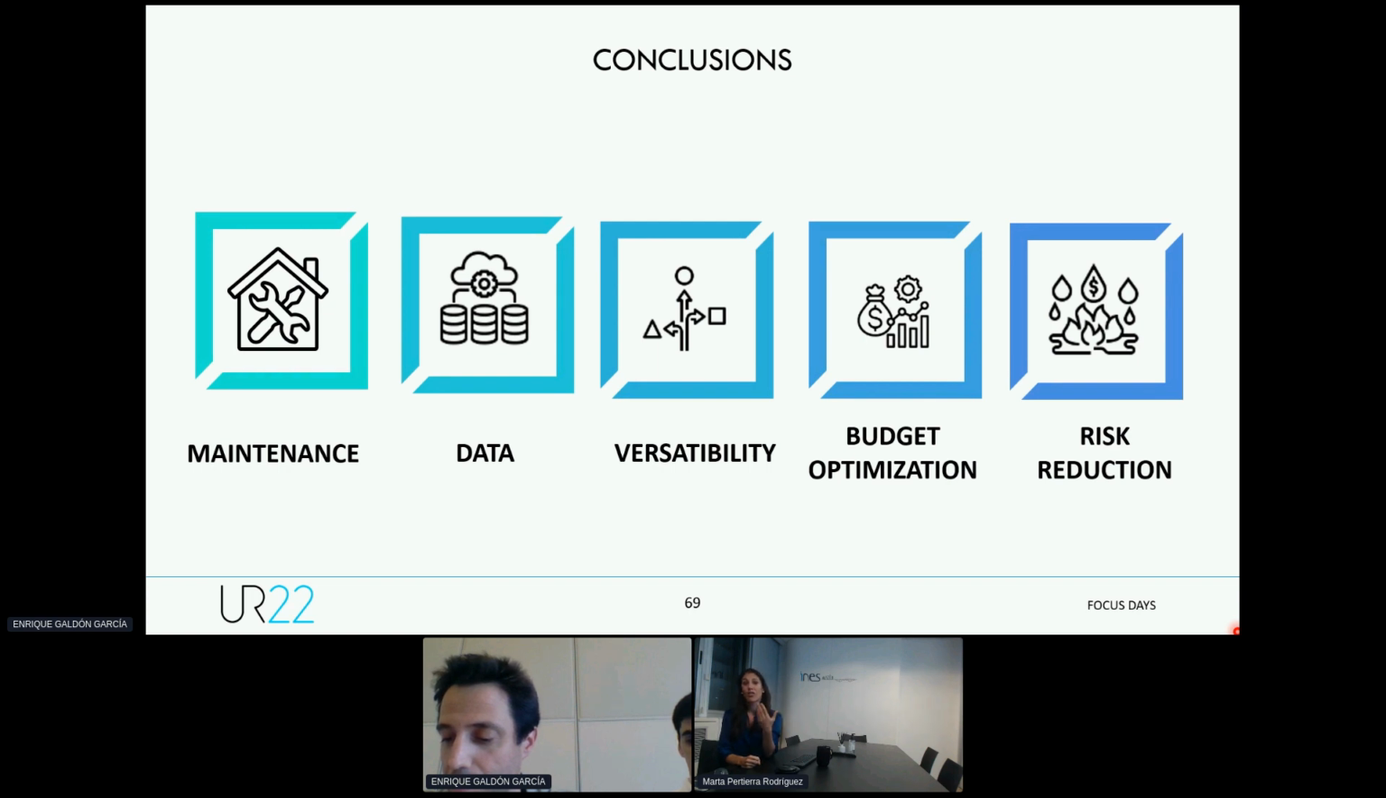These tools, of course, the last objective is to increase resilience, but also do a budget optimization because we always start from limited budgets that are not enough to do the whole maintenance needs. And finally, reduce risks so that we can reduce emergency situations, loss of lives, and impact on the level of service.